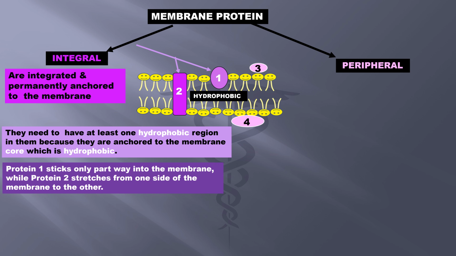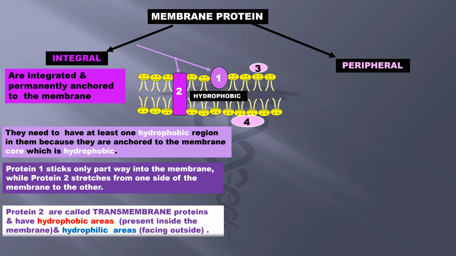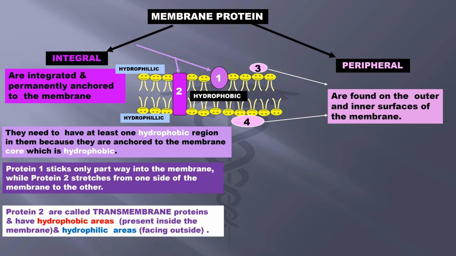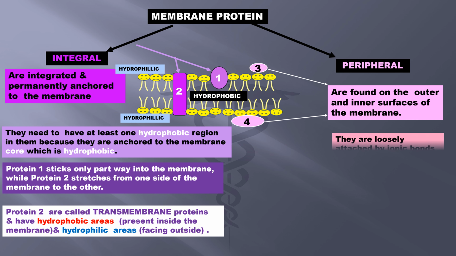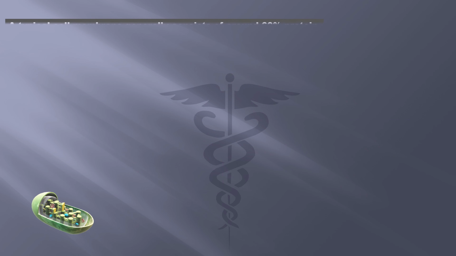In the image, you can see that protein 1 sticks only partway into the membrane, while protein 2 stretches from one side of the membrane to the other. Protein 2 is called a transmembrane protein and has hydrophobic areas present inside the membrane and hydrophilic areas facing outside. 3 and 4 are peripheral proteins and are found on the outer and inner surfaces of the membrane. They are loosely attached by ionic bonds or calcium bridges to the electrically charged phosphoryl surfaces.